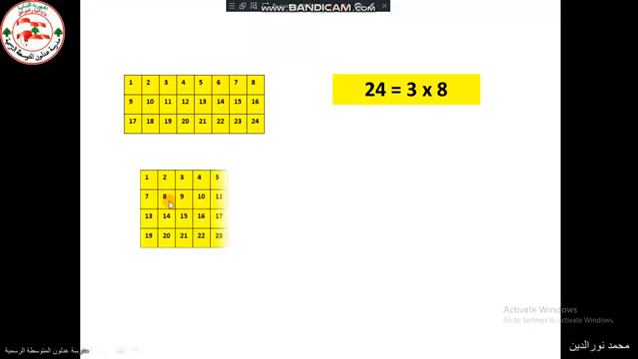Yes, we can do it this way. We can put 3 rows. So we say that 24 equals 3 times 8. As we see here, we have 1, 2, 3, 4, 5, 6, 7, 8 columns. So 3 times 8 is 24. Can we do it in another way? Yes, we can. We can use 4 rows and 6 columns. So we can say that 24 equals 4 times 6.